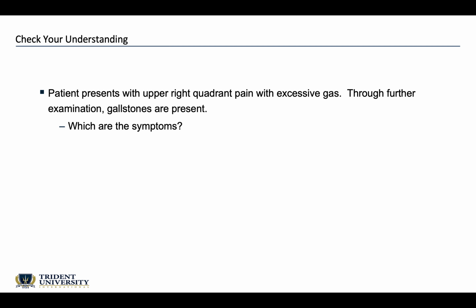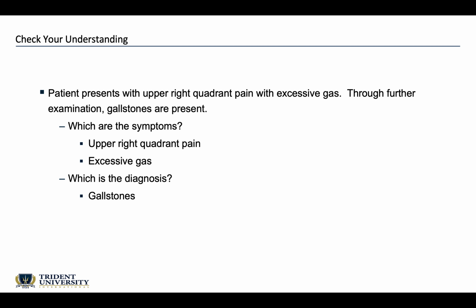What are the symptoms? Well, upper right quadrant pain with excessive gas. Further examination, gallstones are present. Which is the diagnosis? Gallstones. Now you'll see in your homework, it says a patient has pain, but it specifically says it's post-operative pain. If a patient presents with pain, that's a side effect. But if it says specifically pre-operative pain, that means that that is a diagnosis.